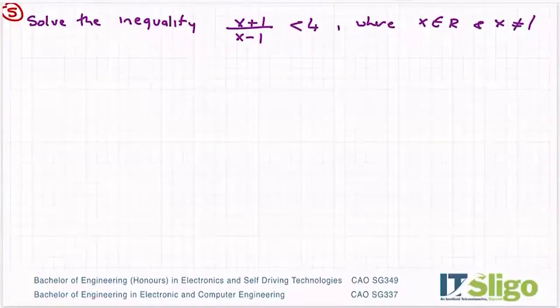Okay, question 5 of the revision. Solve the inequality (x plus 1) over (x minus 1) is less than 4, where x is an element of R and x is not equal to 1.